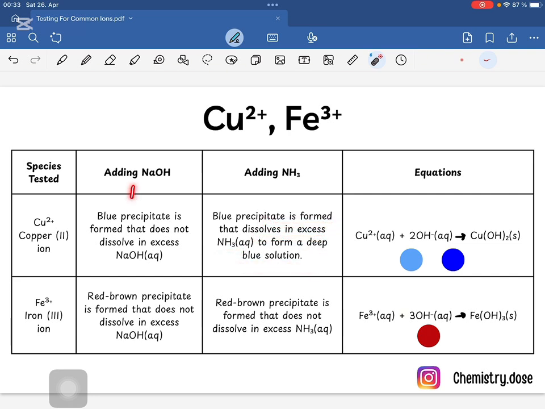So if you add Cu2+, you're going to have the blue color over here. If you add to it a solution containing NH3, then you're going to get this color over here. And this is the reaction that you need to remember with Cu2+.